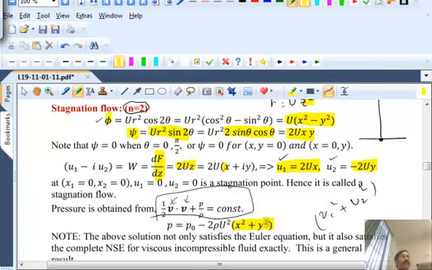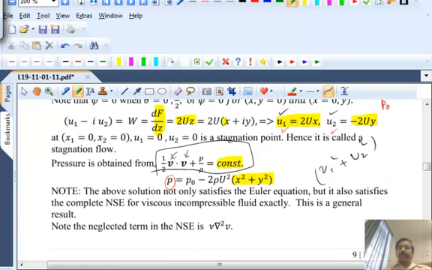P0 is some reference pressure, because this must be constant. I don't know where the constant is, so I evaluate the constant by putting x equal to 0, y equal to 0, and call that P0. So P0 would be the stagnation pressure. If I know the stagnation pressure, I can calculate the pressure field at any other point from the Bernoulli equation after I have obtained v1 and v2.